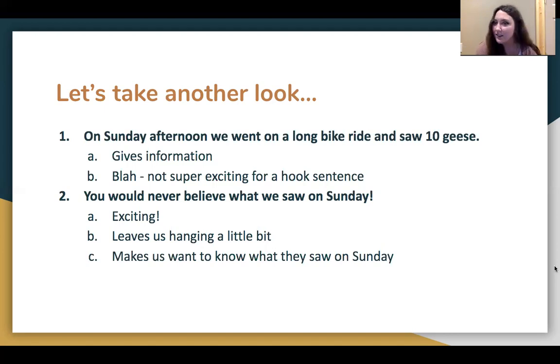It's not leaving me hanging at all to think about what the rest of the reading could be telling me, because there's three really big important things just in that one sentence. But when we look at the second sentence that says, you would never believe what we saw on Sunday, that's exciting. It kind of leaves us hanging. It makes us want to know what they saw on Sunday. What were they doing on Sunday when they saw this? Like, tell me more. So the second sentence is a great example of a hook sentence for a story.